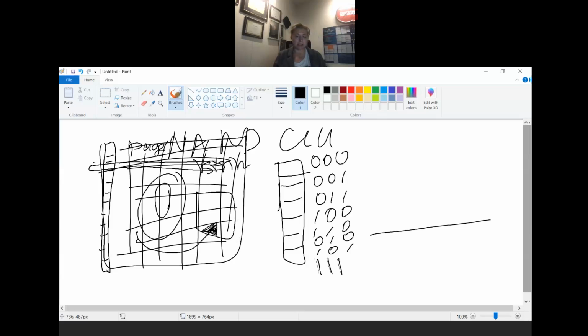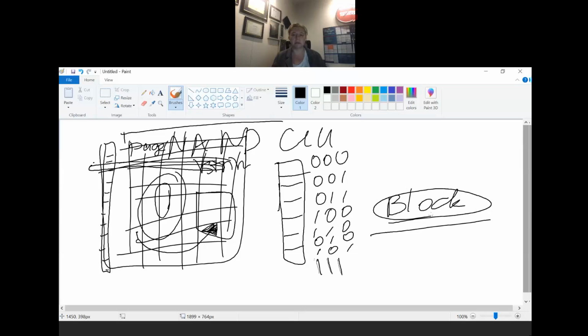But remember, they're 3D, so there are many of them. After this row, we have the next row, and after that row, we have another row. And 6 rows will create a block. The block will be the smallest erasable unit. So you're erasing information by blocks, and when you're writing information into strings, my bad, pages.